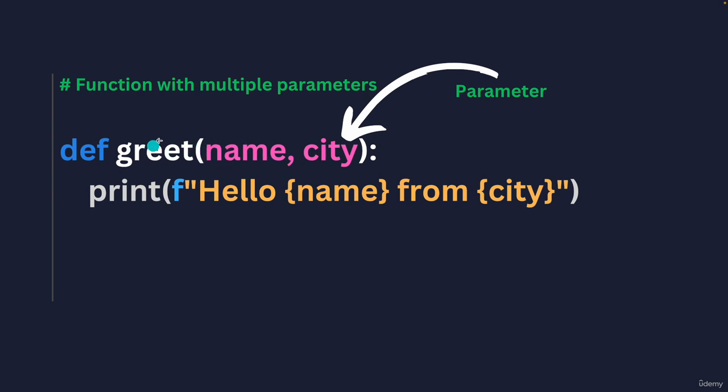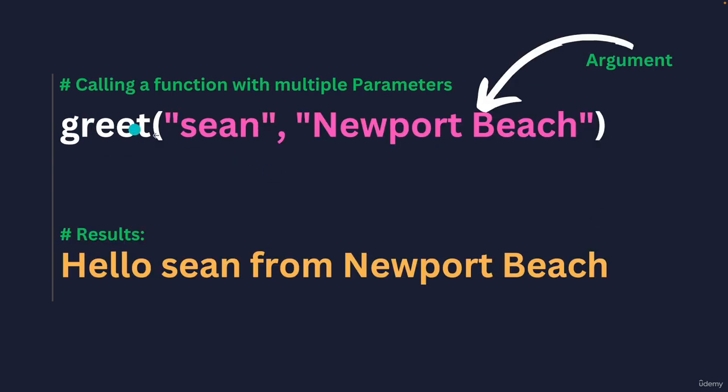So when we actually call this function, these parameters are essentially going to be replaced within this text, and we're going to print this. So think about what is going to happen. We're going to call it like this: greet, Sean, and city, and then the result is going to be hello Sean from Newport Beach. Very simple.